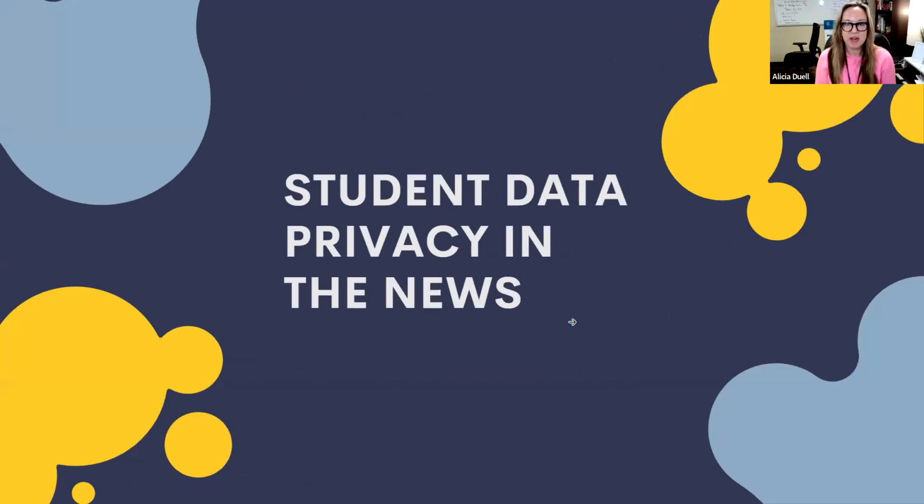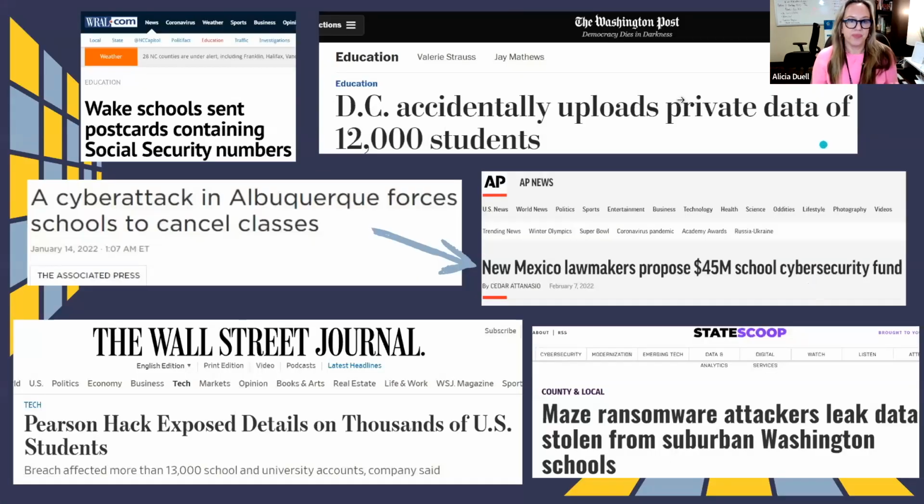All right, student data privacy in the news. There are so many news stories out there. If you start being aware of it, you'll see them everywhere. So Wake Schools, North Carolina, this was a few years ago, but they sent out a batch of physical postcards that had social security numbers of students printed on the actual postcards. Not good. Washington, DC, a few years ago, accidentally uploaded private data of 12,000 special education students.